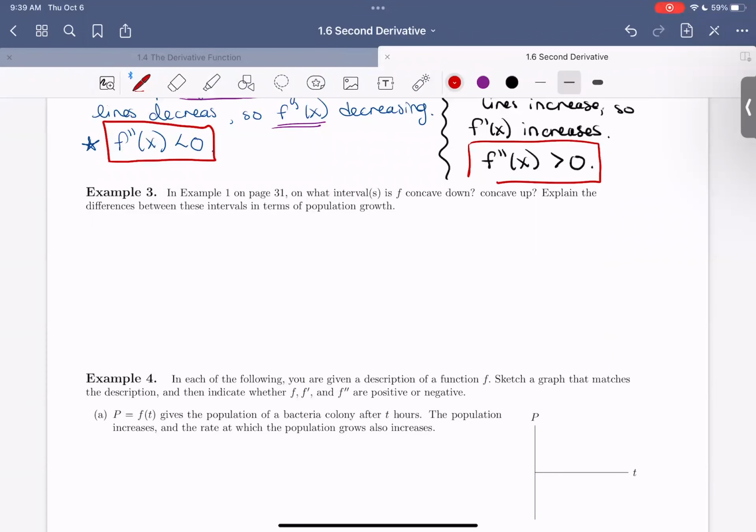In this video, we're going to quickly cover example 3 and practice using some of the vocabulary of second derivative and concavity that we've just learned. So in example 3, it says, in example 1 on the previous page, on what intervals is f concave down, concave up? And explain the difference between these intervals in terms of population growth. So take a moment to pause the video, look back at the graph, and identify those intervals where f is concave up or down. When you're ready, let's continue together.